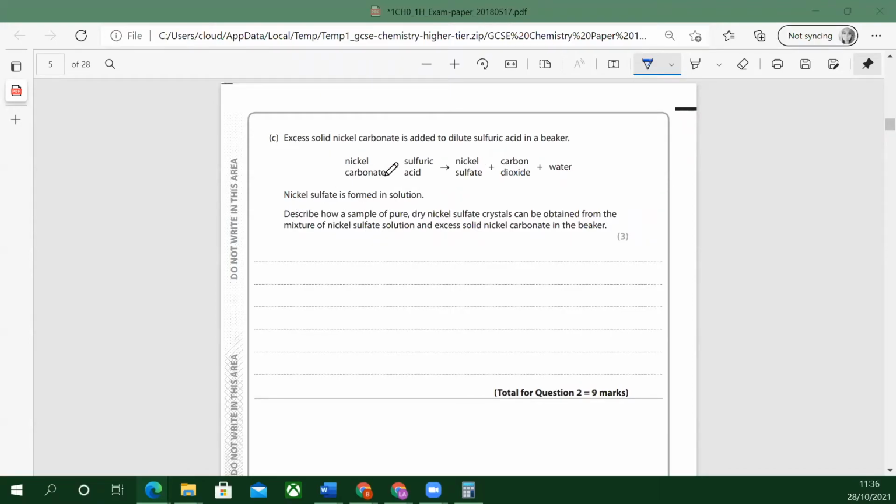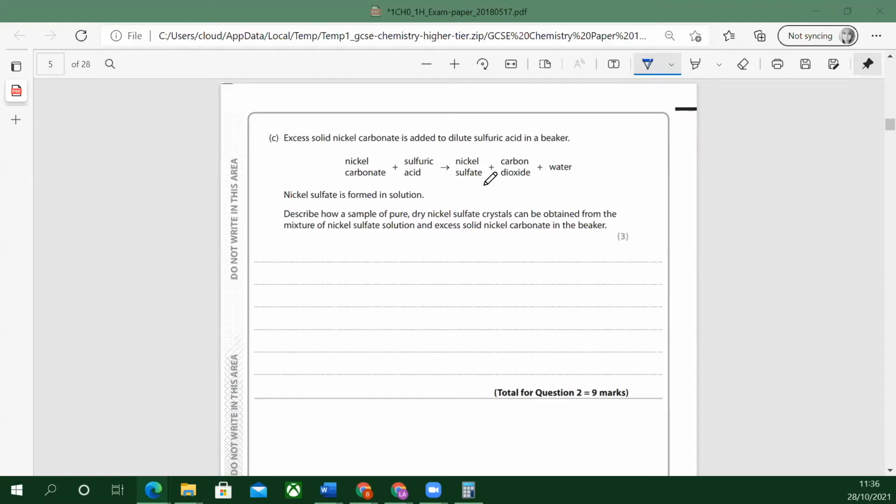Okay, so it says the nickel sulfate is in solution. So it's not in the bottom of the beaker, it's in solution. So it's like in the water. An example is if you've got some sugar and dissolved it into some warm water, that would be in solution. You wouldn't be able to see it. And if you poured some sand in there, it wouldn't dissolve, would it?